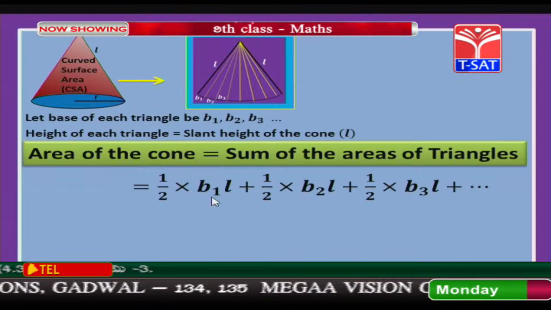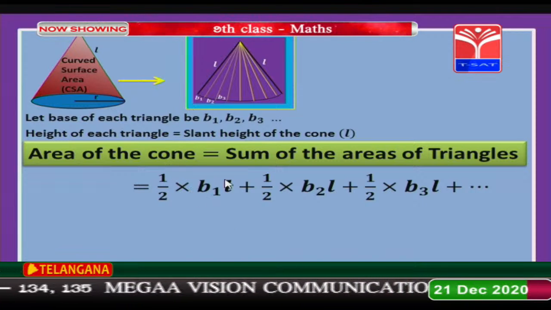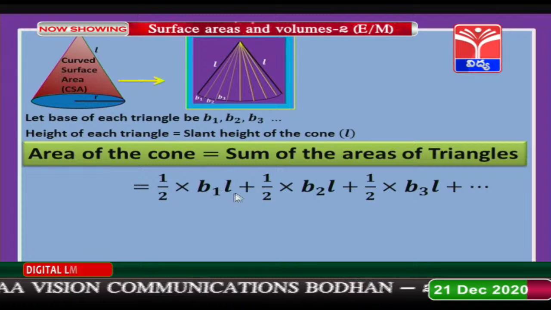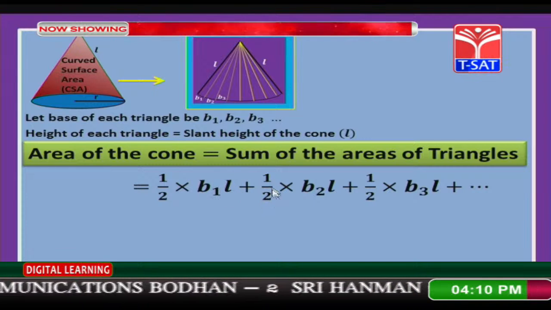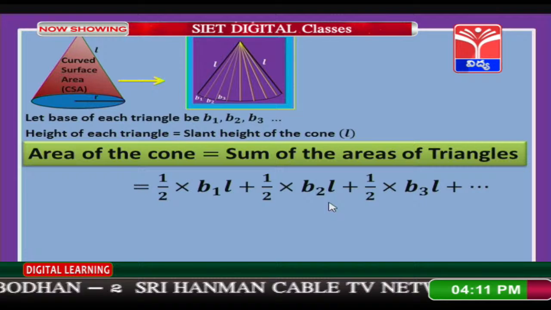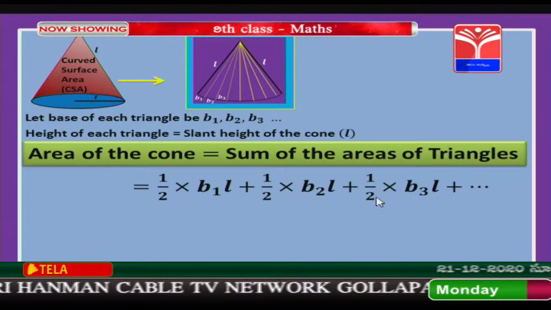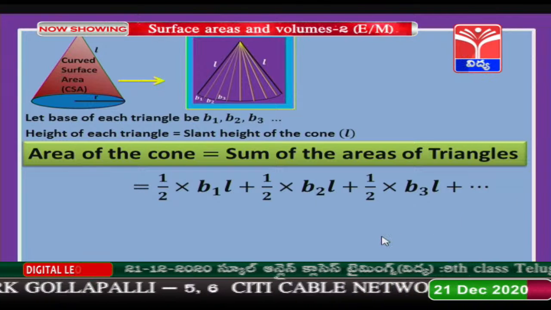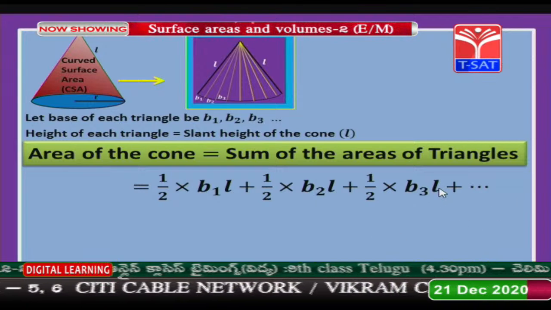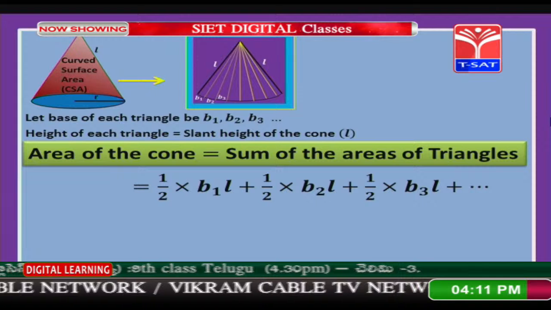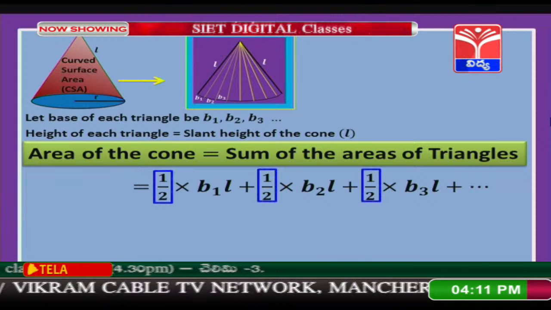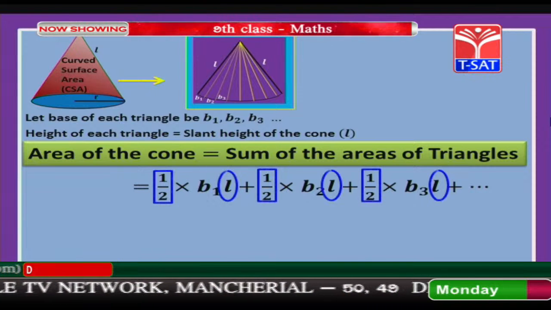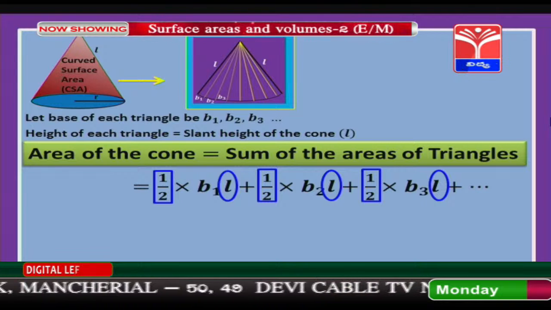So, half into B1 into what is the height, children? L, that is the slant height. So, L. For the second triangle again it will be half into B2 into L, plus the third one, half into B3 into L, plus so on. We can take any number of triangles. Now, do you find anything common in this, children? Yes, we find half, and anything else? You are right, L also.